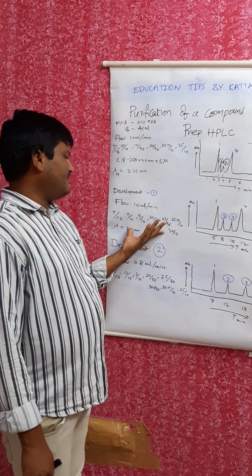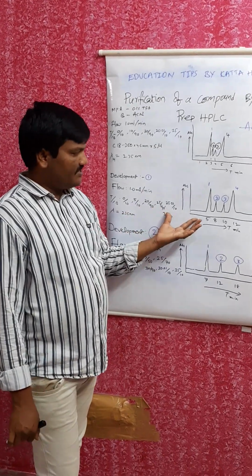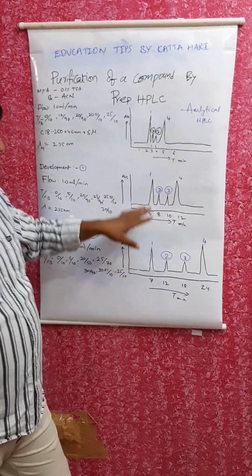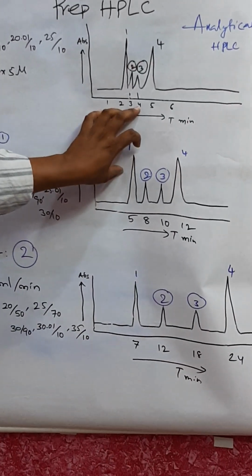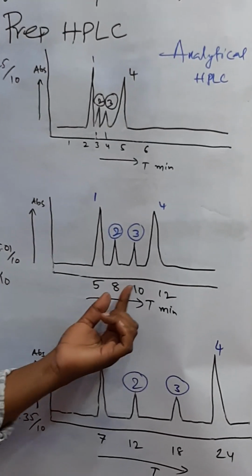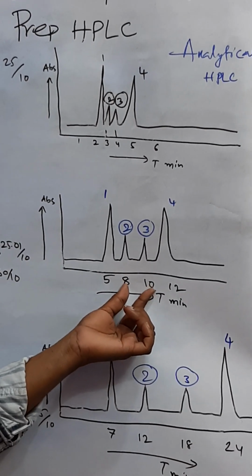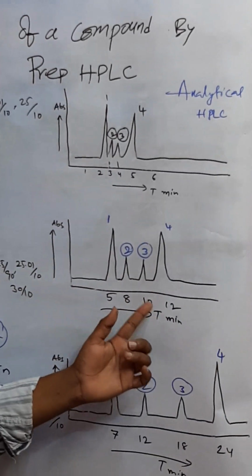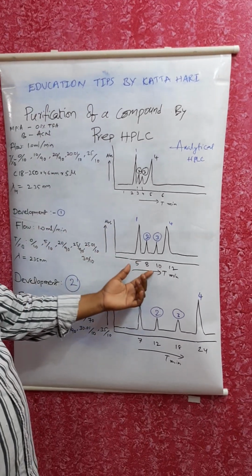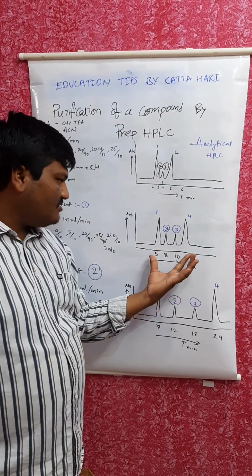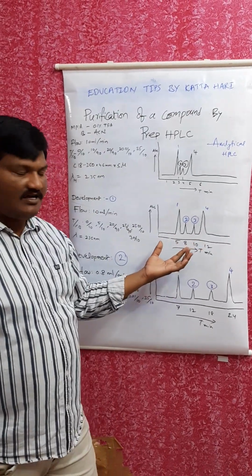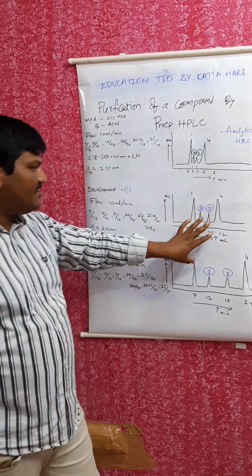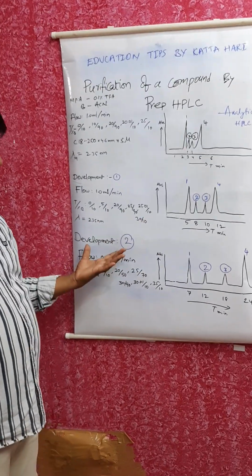With this gradient system, I injected the sample and got a chromatogram with this much separation, meaning 3 minutes and 4 minutes in the analytical HPLC. Now I got our required impurities at 8 and 10, and some resolution compared to the initial analytical HPLC chromatogram, in the first development. This is not sufficient for the isolation of these compounds by prep, so I will go for the second development.